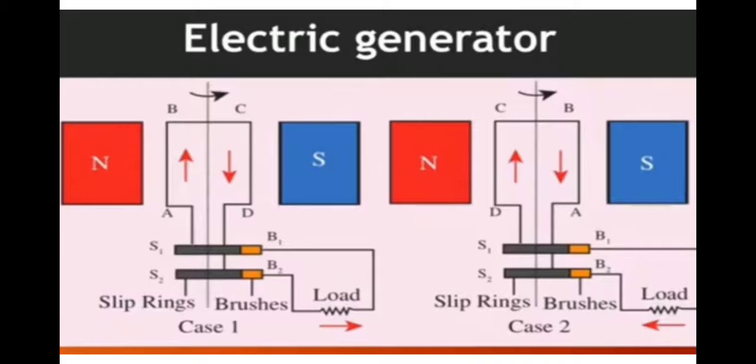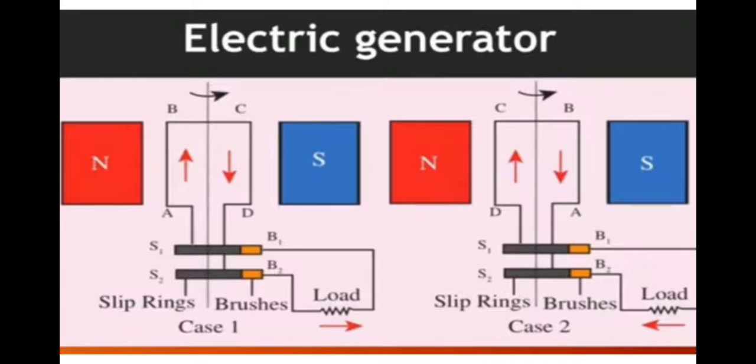Now during the next half rotation, arm AB moves up while arm CD moves down. Again by Fleming's right-hand rule, current will flow in the direction ABCD, that is from B2 to B1 through the galvanometer. Thus, the induced current changes its direction every half rotation.